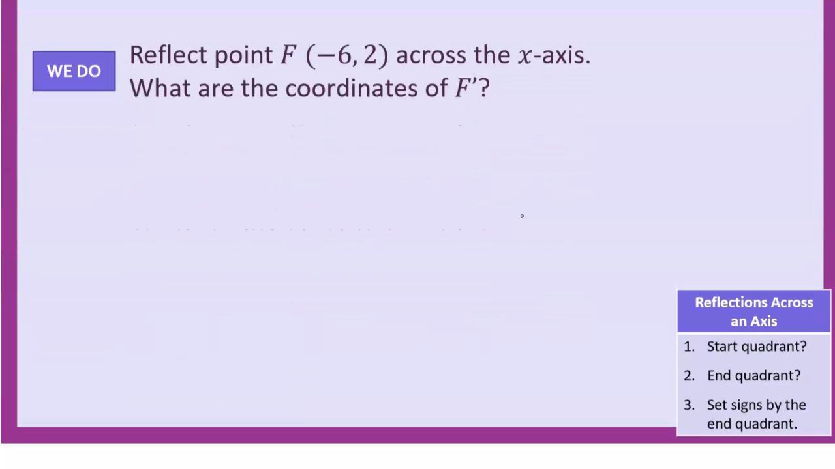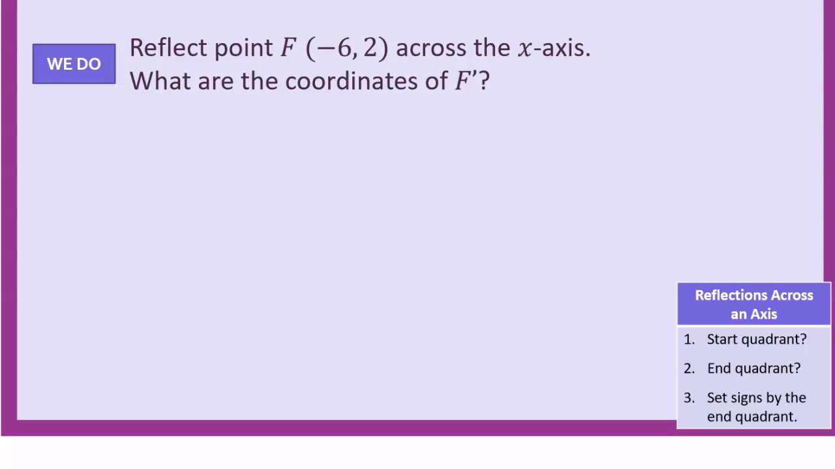Let's try another one. Reflect point F at negative 6, 2 across the x-axis. We're going to ask, what quadrant do we start in, and then what quadrant do we end in? What do you think? So our x value is negative, and our y value is positive. That's this quadrant, quadrant 2. And we're going to go across the x-axis. That puts us in quadrant 3, where our x values are negative and our y values are negative. So we'll take those same numbers up there, 6 and 2. We say our x value is negative, our y value is negative, and that will be our answer.